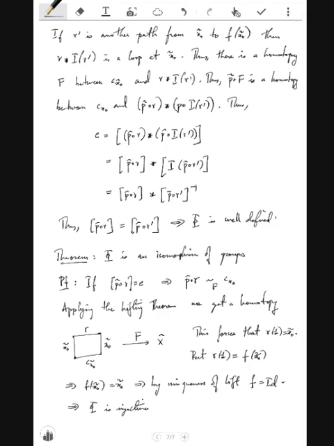Well, we haven't proved yet that phi is a group homomorphism. So let's assume that phi is a group homomorphism right now. We will prove later that phi is a group homomorphism. Let's first prove that phi is surjective.